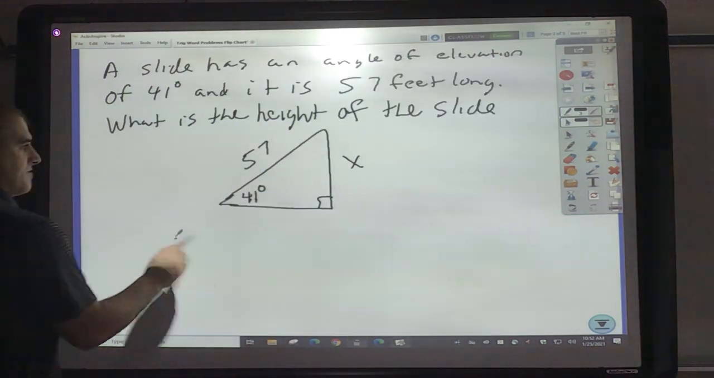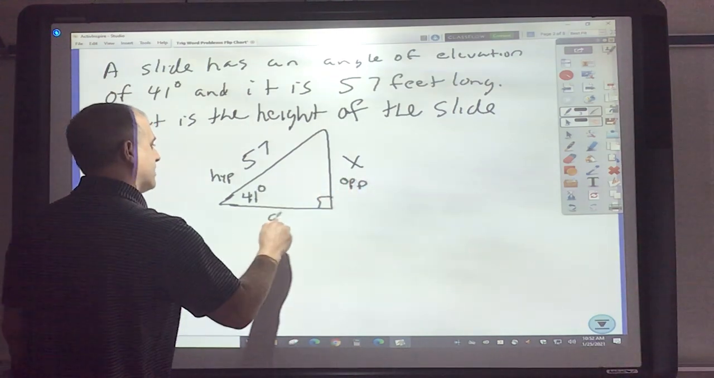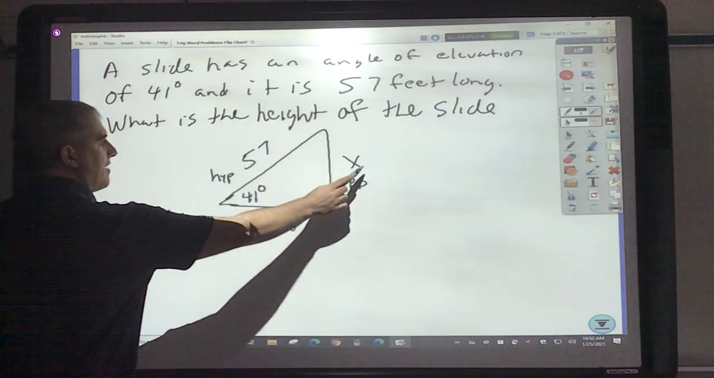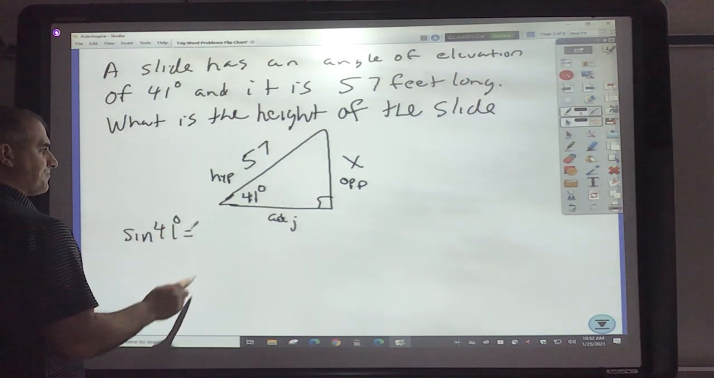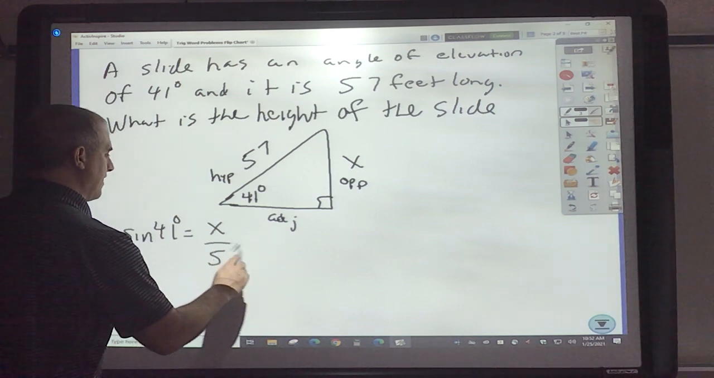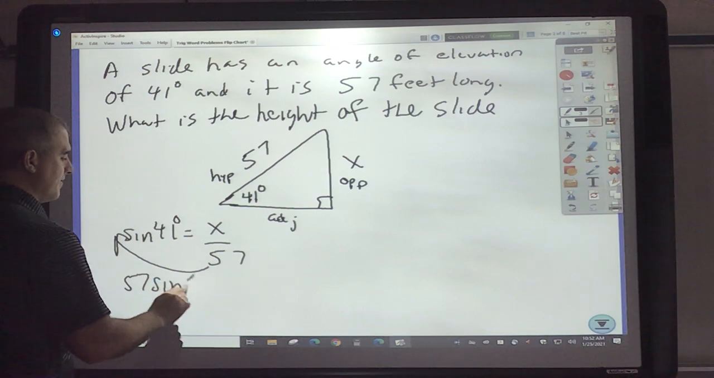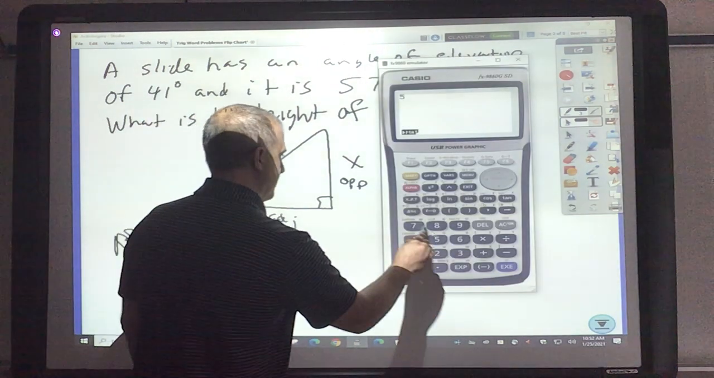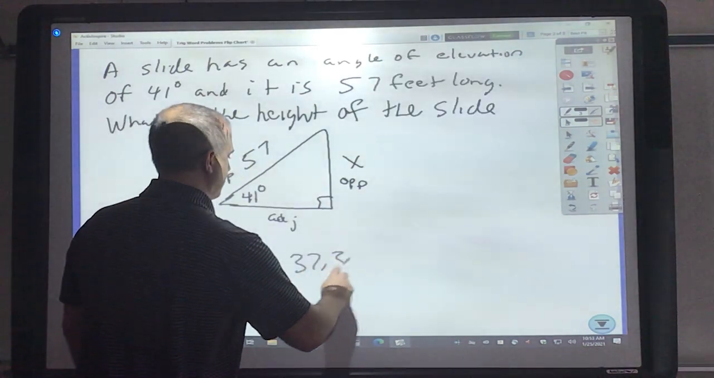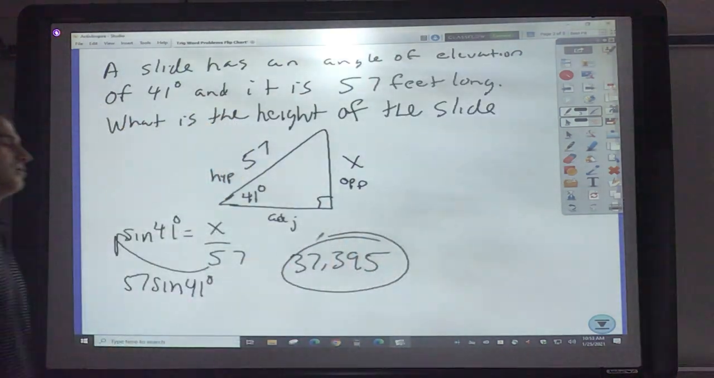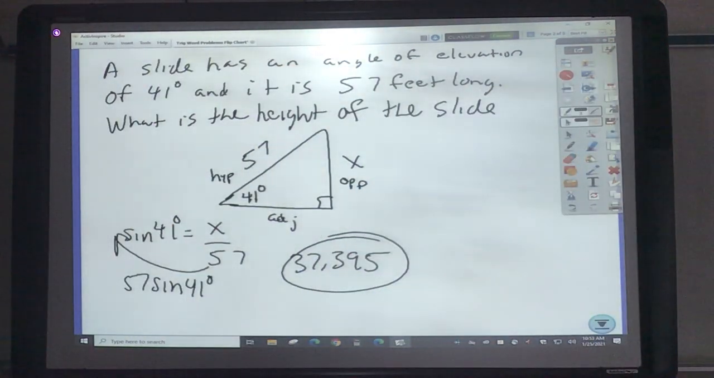Very similar. I want to label. This is my hypotenuse, this would be considered the opposite, and this is the adjacent. I have opposite and hypotenuse, so I'm using sine of 41 degrees equals x over 57. How do I solve these questions? I just move that 57 up in front. So 57 sine of 41 gives 37.395. Just do 3 decimals. There's nothing new really here. It's just labeling of a triangle.